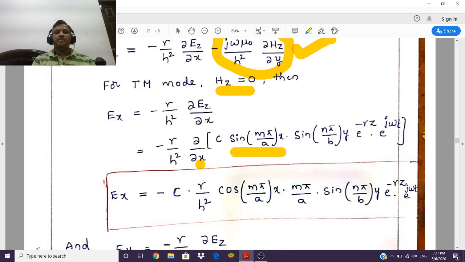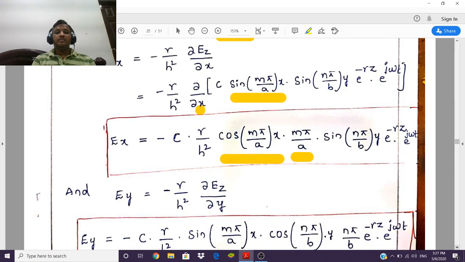This sine(mπ/a x) will become mπ/a into cos(mπ/a x). That's the only difference. Cos(mπ/a x) into mπ/a, and remaining everything will be written as it is. That's the expression for Ex.